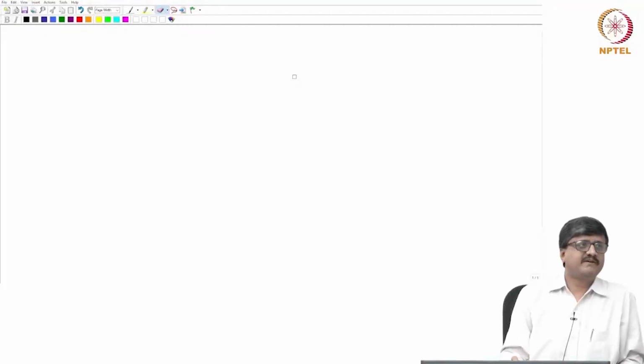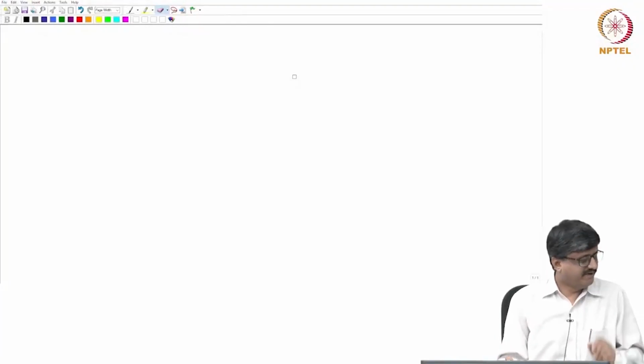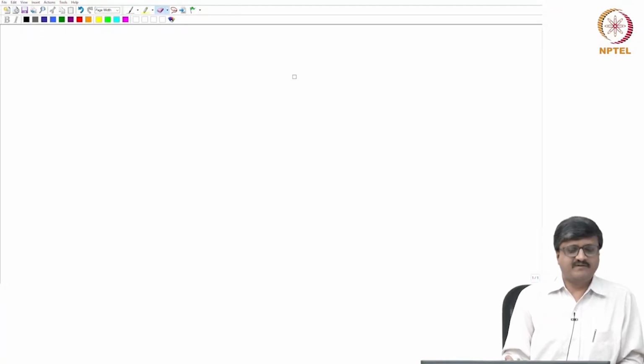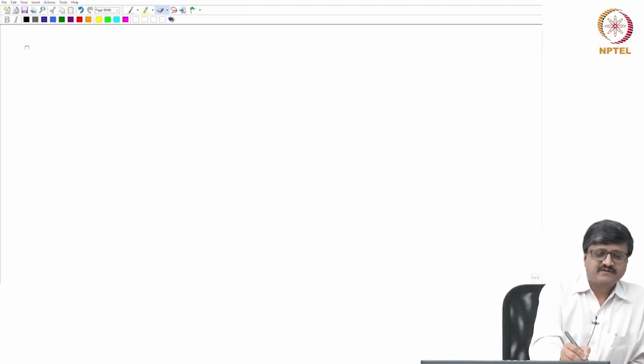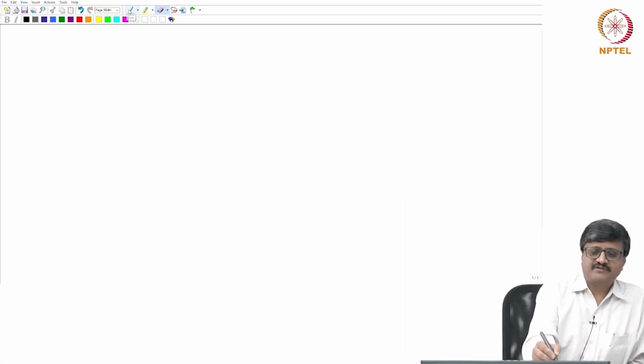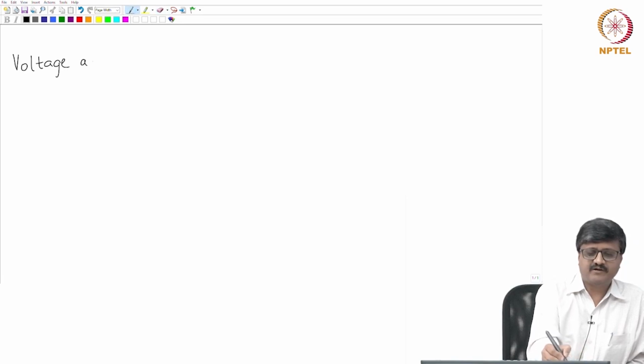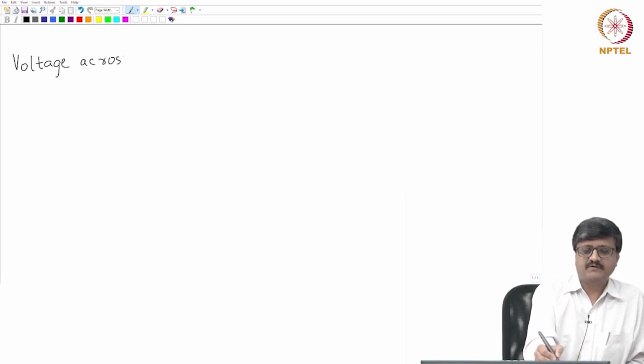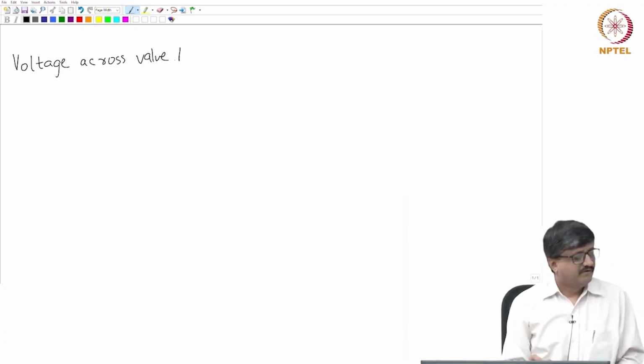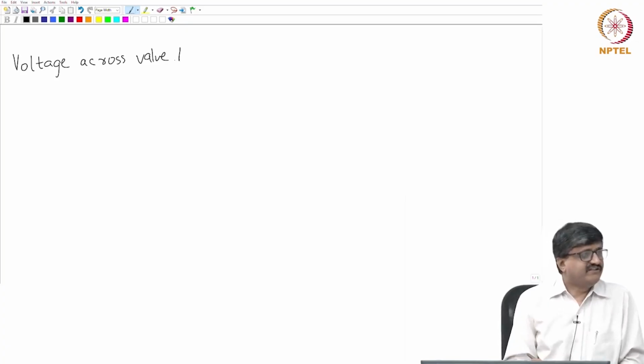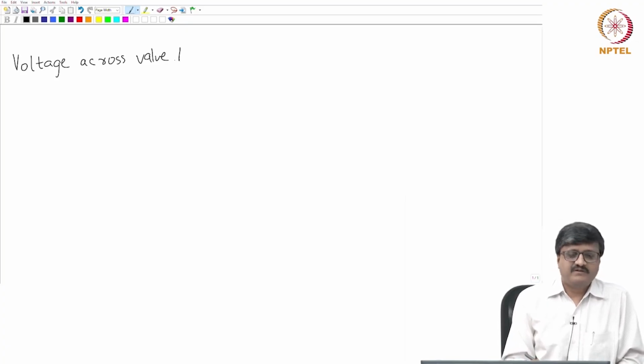So, in the last class we actually completed a table. The last column of the table is the voltage across a valve. We took one of the valves, valve 1. So, we got the expressions for the voltage across valve 1 for all the 6 intervals.